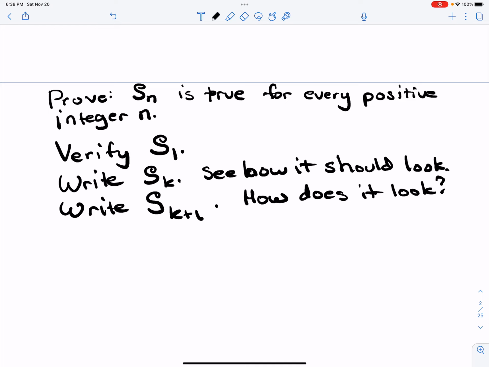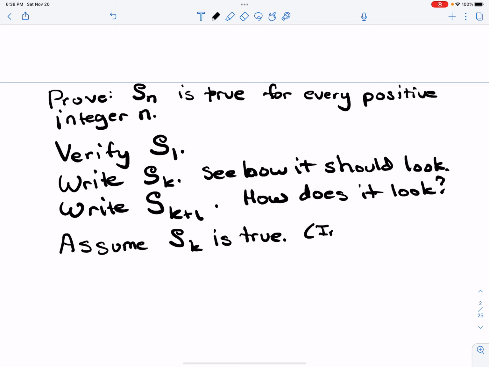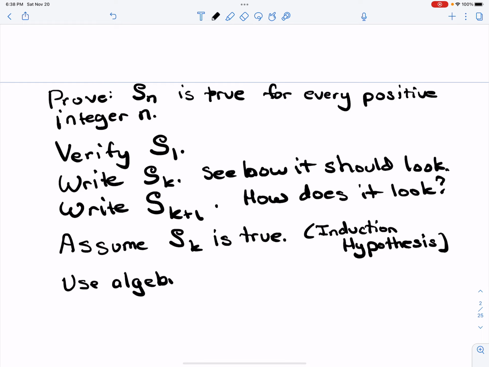And then we get to the business of we'll assume that S sub k is true. So that's our induction hypothesis. And sometimes in your proofs, you're going to have to use S sub k in order to come to your conclusion that, yes, something worked. Then you're going to use algebra in some way. That's the tricky part. This is the tricky step.